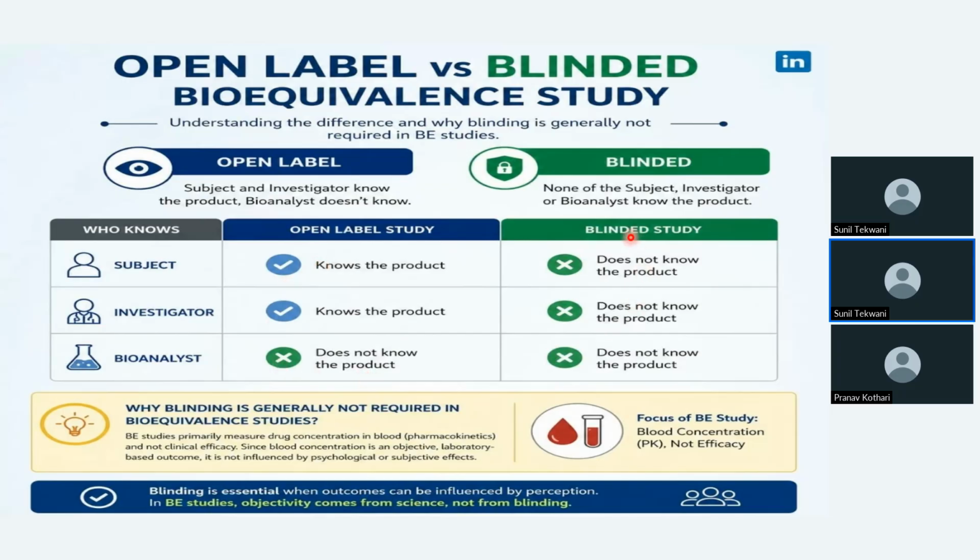What is a blinded study? In blinded study, subject also does not know which treatment he is receiving, reference product or test product. Even investigator does not know. They only know the sample ID. But whether it is test product or reference product, they do not know. The bioanalyst obviously does not know, because in open label study also, bioanalyst does not know whether they are receiving test product to analyze or reference product to analyze. Now, what is the purpose of doing a blinded study, and why a bioanalyst is not told, and why in BE studies, blinded study is not required? That I'm going to explain.